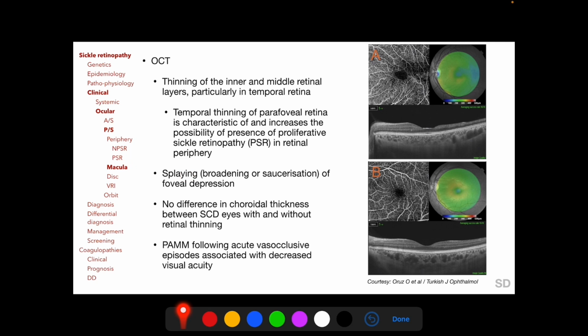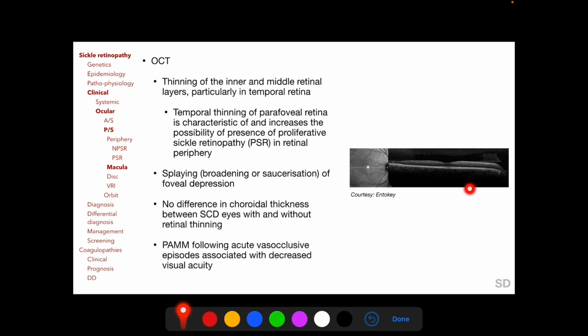Splaying, that is broadening or saucerization of the foveal depression, is characteristic of eyes with sickle cell maculopathy and can be discerned when compared to a normal foveal contour. This OCT also shows temporal thinning of the macula, but further away from the fovea.